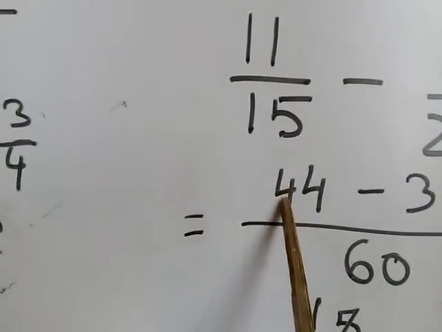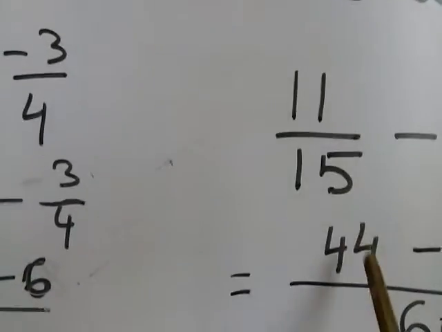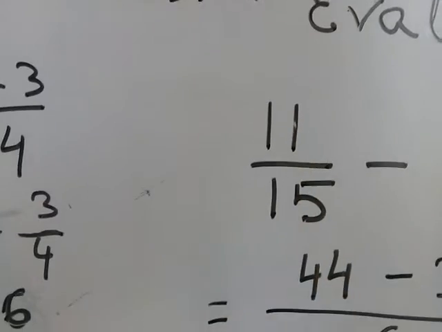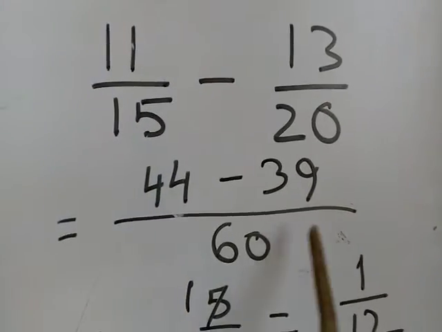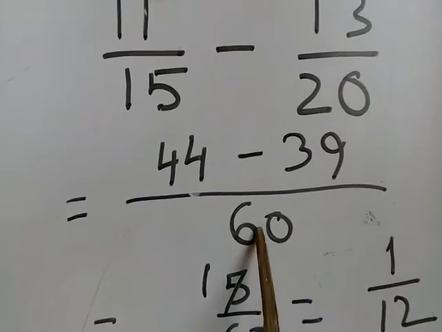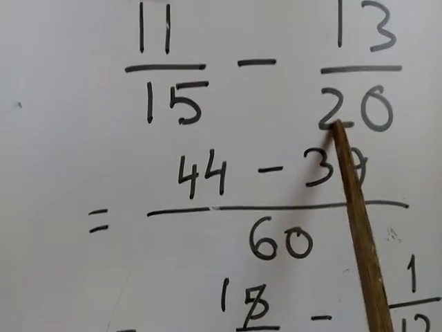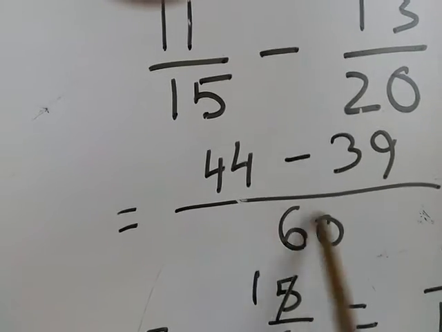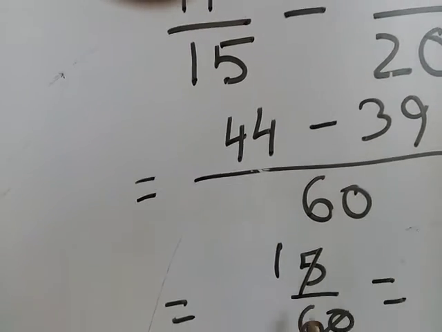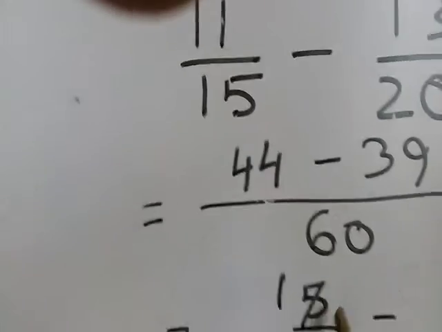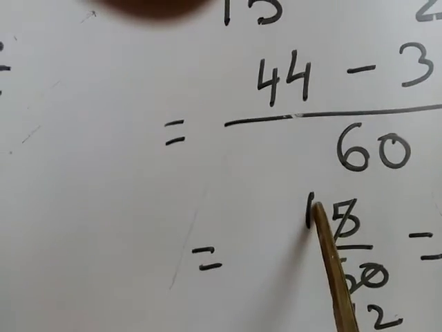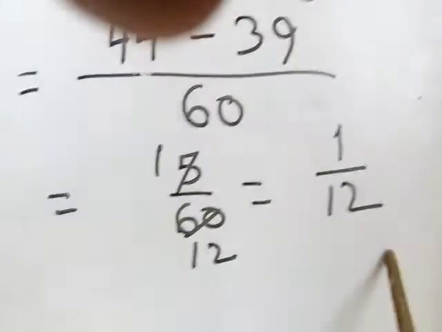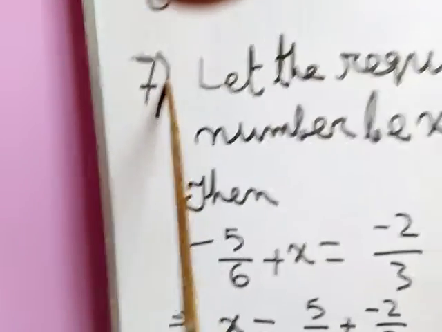60 by 15 you get 4. Then 4 into 11 will be 44. Same way, if you divide 60 by 20 you will get 3, and 13 times 3 is 39. Then 44 minus 39, you get 5 by 60. You cancel, you get 1 by 12. Understood?